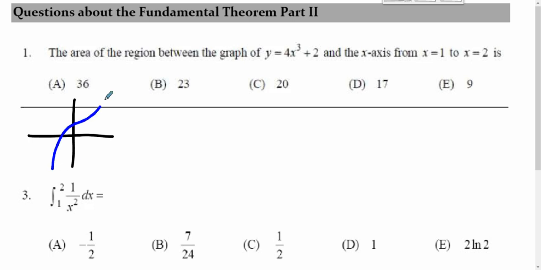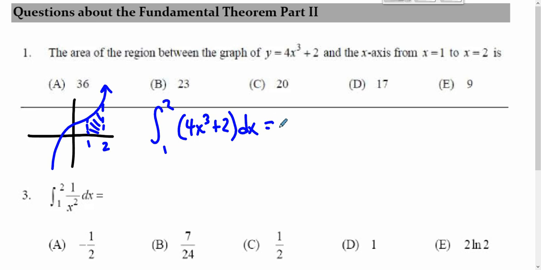So this area is all above the x-axis. And so that area is a definite integral. If that area was some above the axis and some below the axis, we'd have to break things up, but we don't, because we can just take the integral from 1 to 2 of 4x cubed plus 2 dx and know that this is going to give us the area we're looking for.